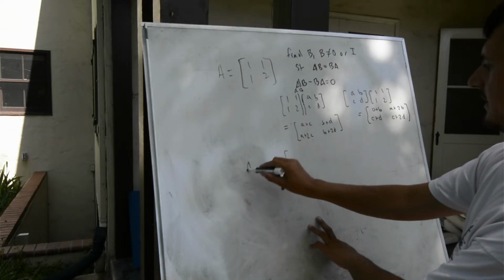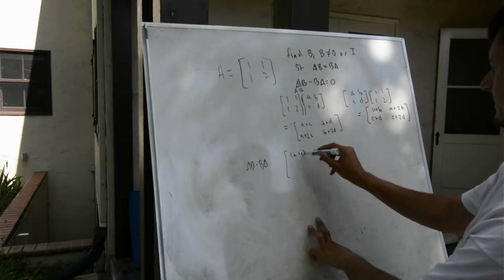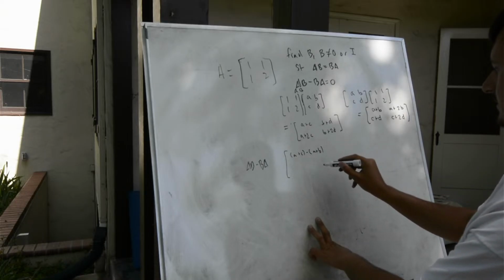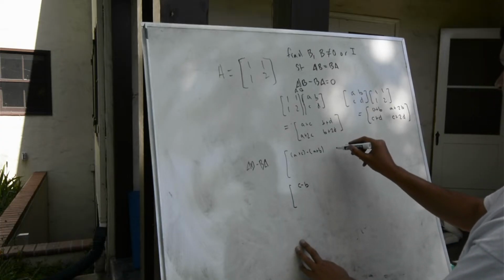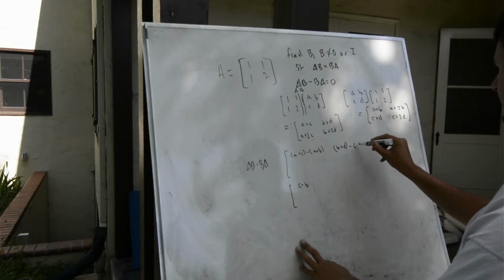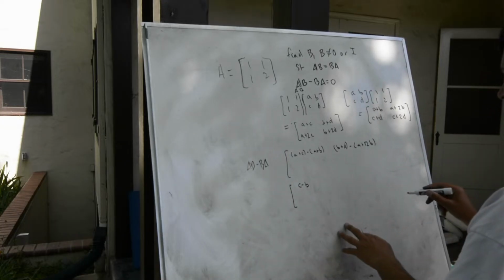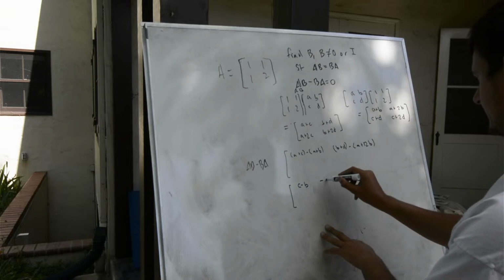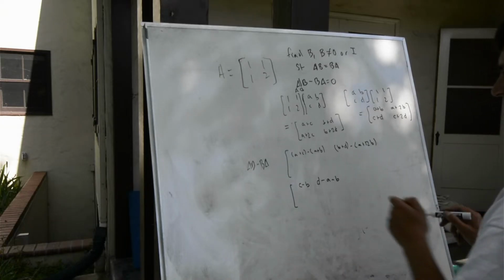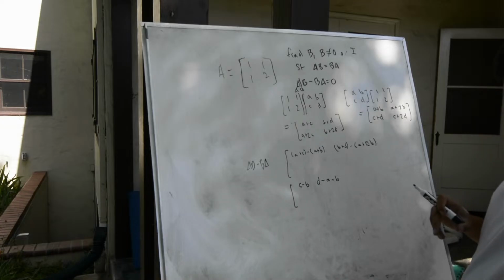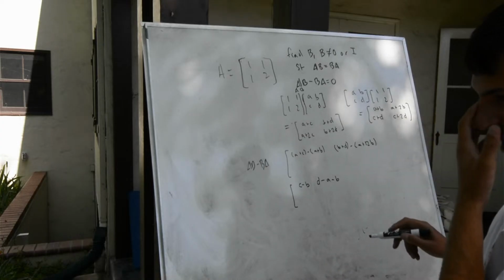Okay, so now what we want to do is find AB minus BA. So this is going to be A plus C minus A plus B, so this is going to be C minus B. And this entry is going to be B plus D minus A plus 2B, which is going to be D minus A minus B. This problem is kind of cool, actually.